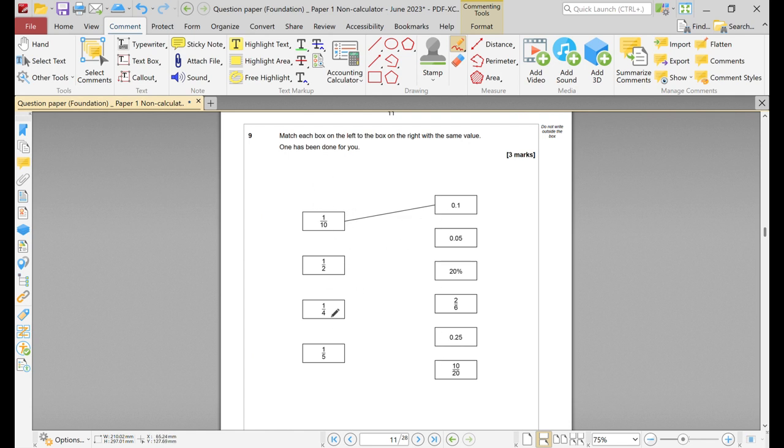So I've got more of these, less of these, so they won't all connect. Well, 1 out of 2 is the same as 10 out of 20. Put that there. A quarter, 1 out of 4, same as 0.25. 1 out of 5, that's equal to 0.2. We don't have 0.2 there, we've got 20%, they're equivalent.